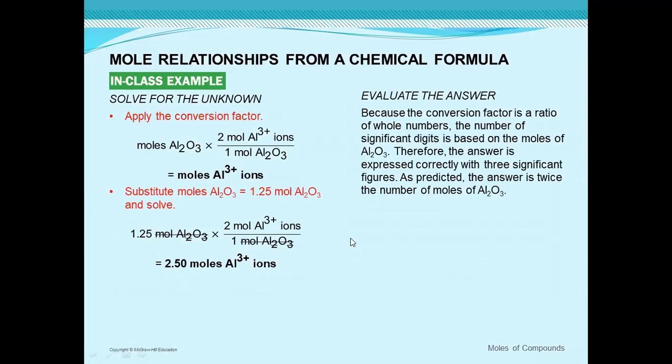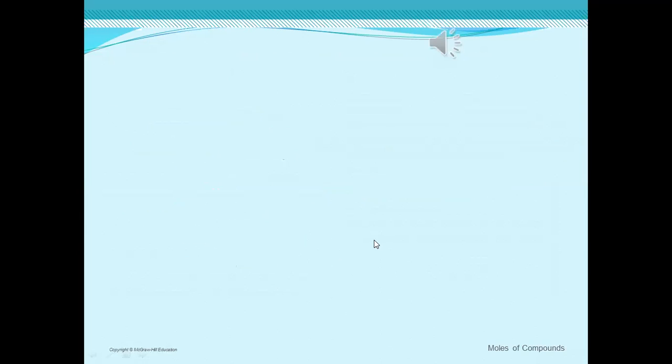After evaluating this answer: because the conversion factor is a ratio of whole numbers, the number of significant digits is based on the moles of Al2O3. Therefore, the answer is expressed correctly with 3 significant figures. As predicted, the answer is twice the number of moles of aluminum oxide.